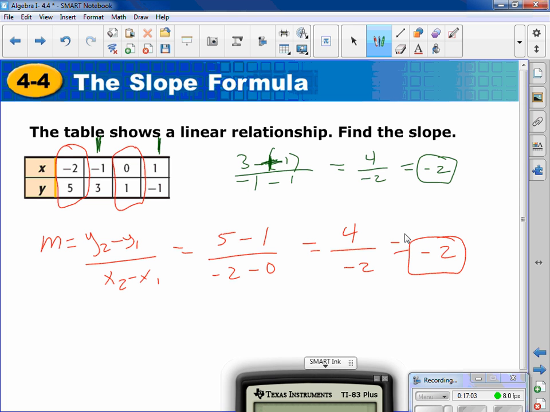What can you tell me? They're the same. Any 2 points I pick, your answer is going to be -2. There's a bunch of different ways I can pair this up. We okay?